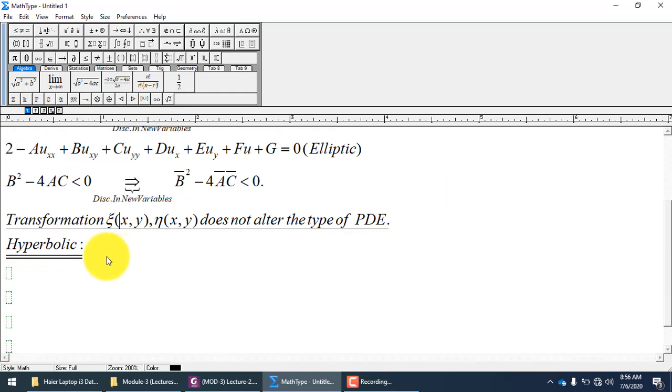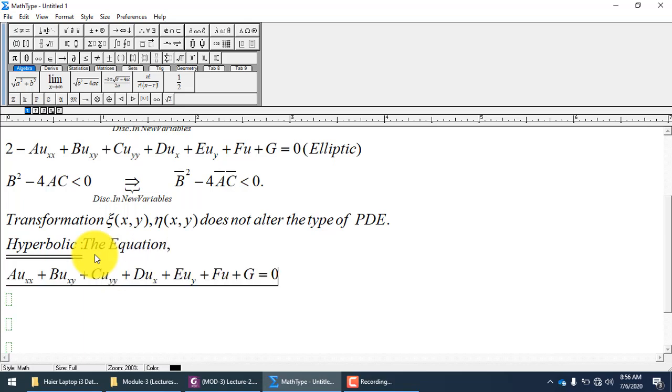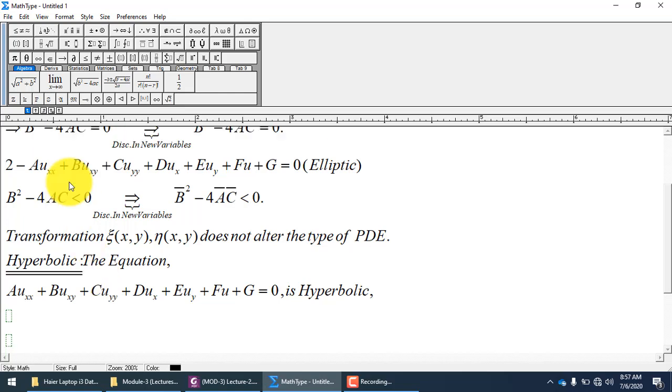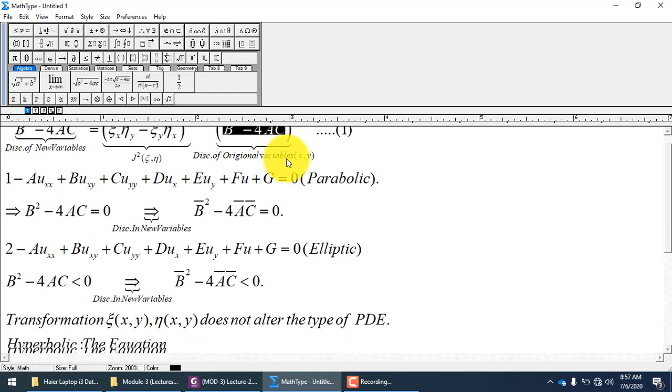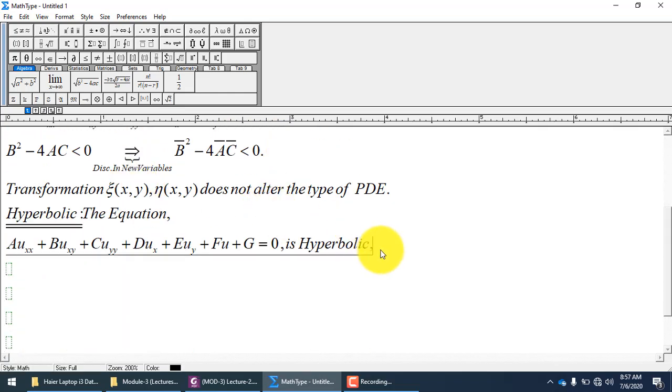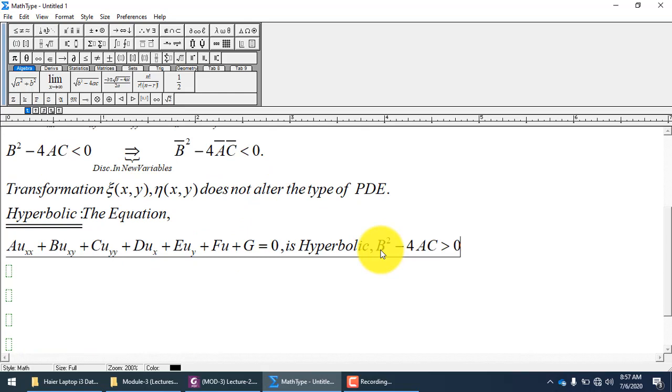So the hyperbolic case says that the equation is hyperbolic, which means that the discriminant is strictly positive. This was the original discriminant, and this has to be positive.